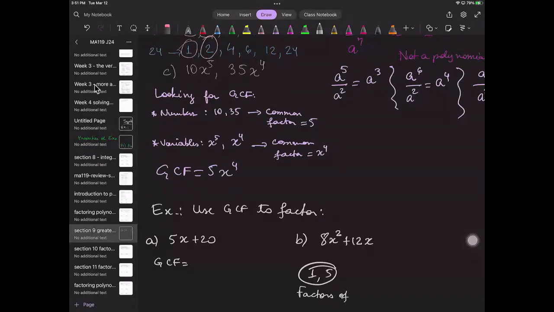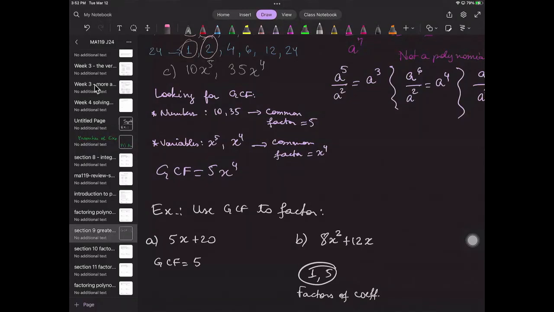So factors of the coefficients, just the numbers of the polynomial. I needed the largest among them, and that is 5. So part of the GCF is to use 5. And now I'm going to look at the power for the variable. If the variable does not show in all the terms, it's not common. Therefore, it should not be part of GCF.